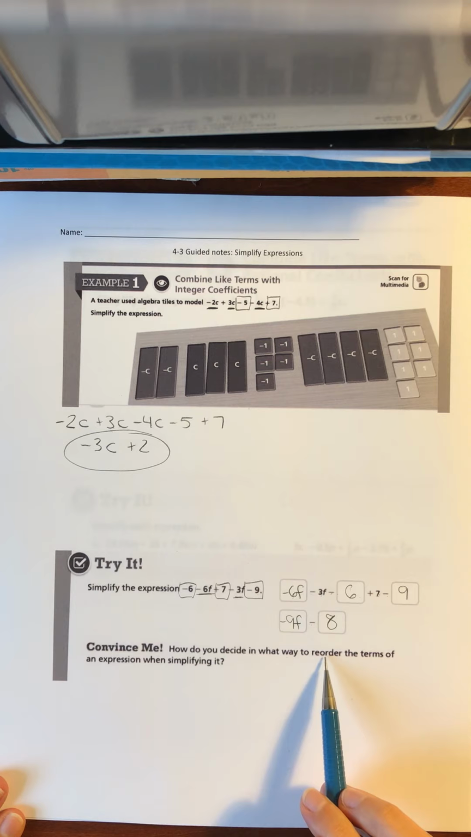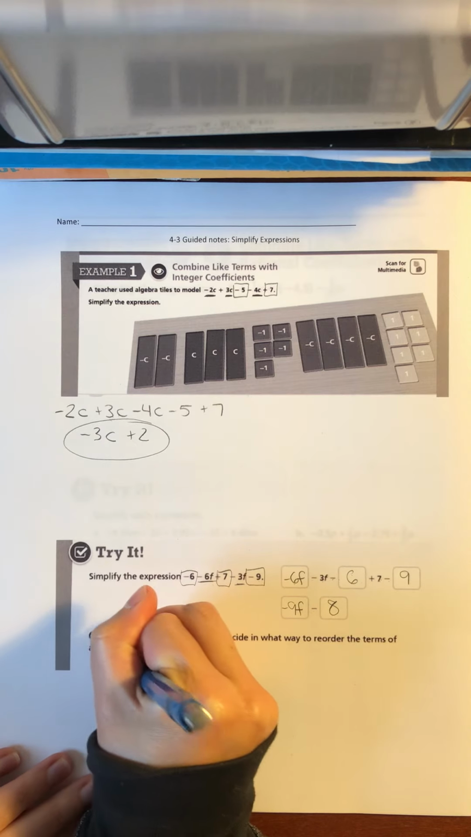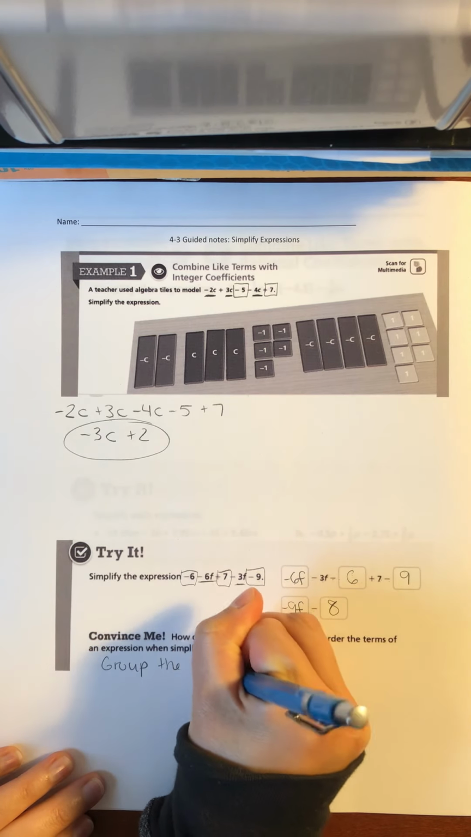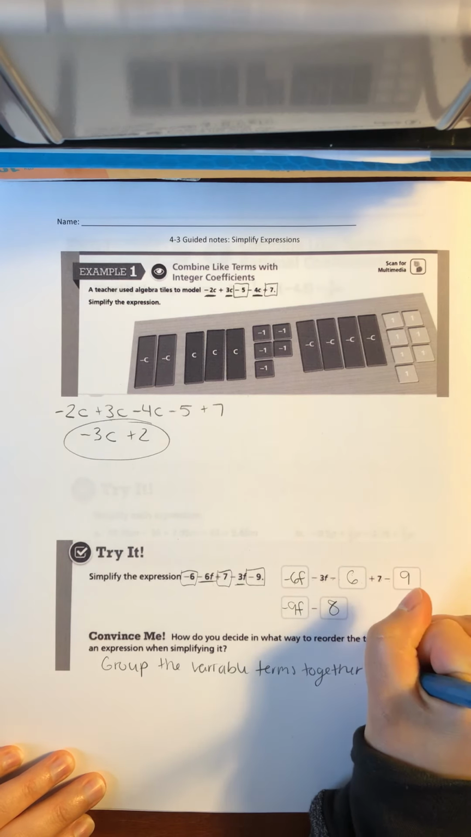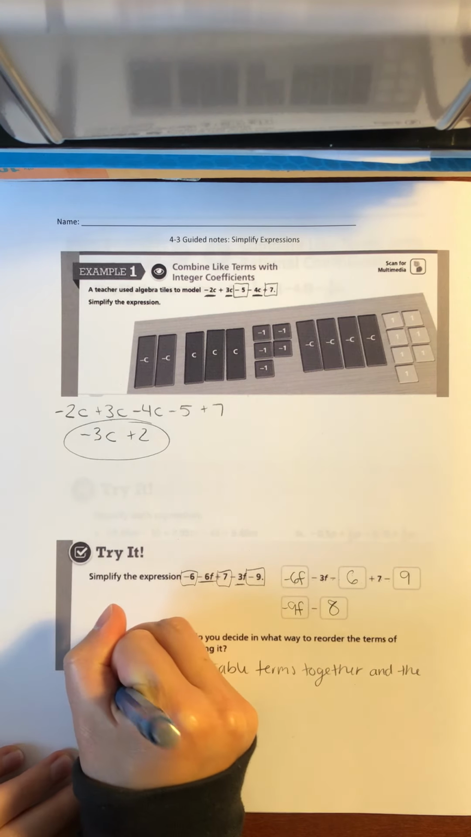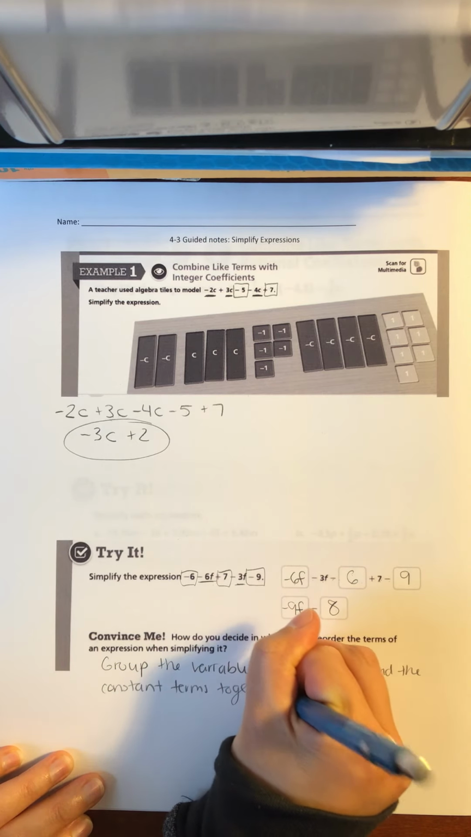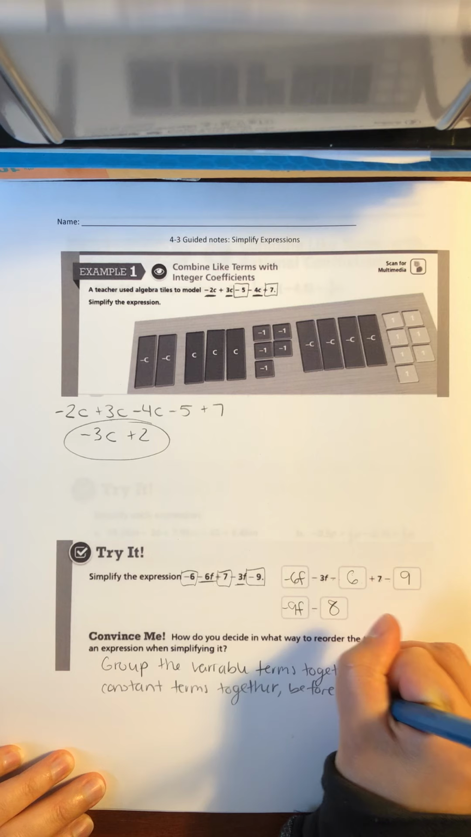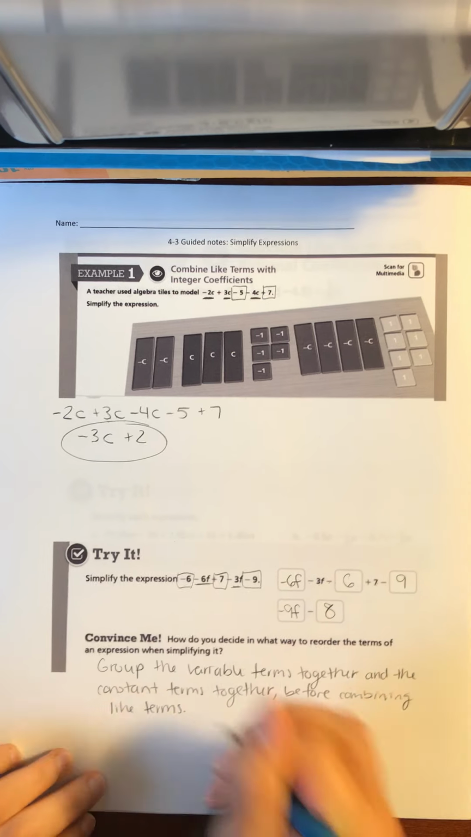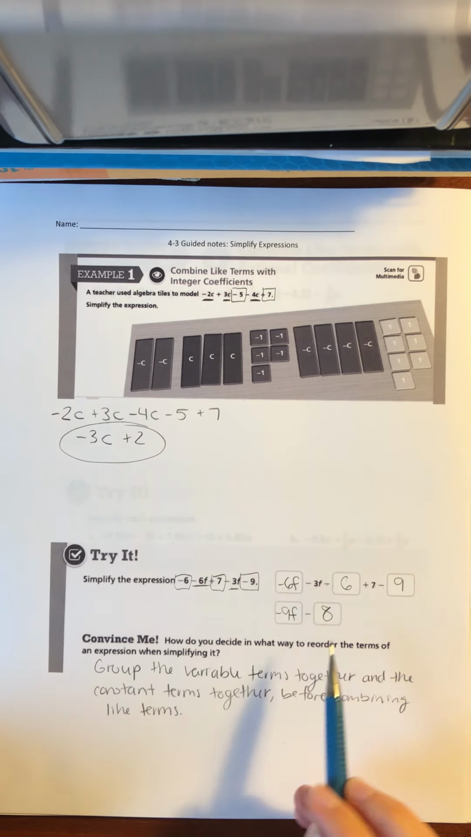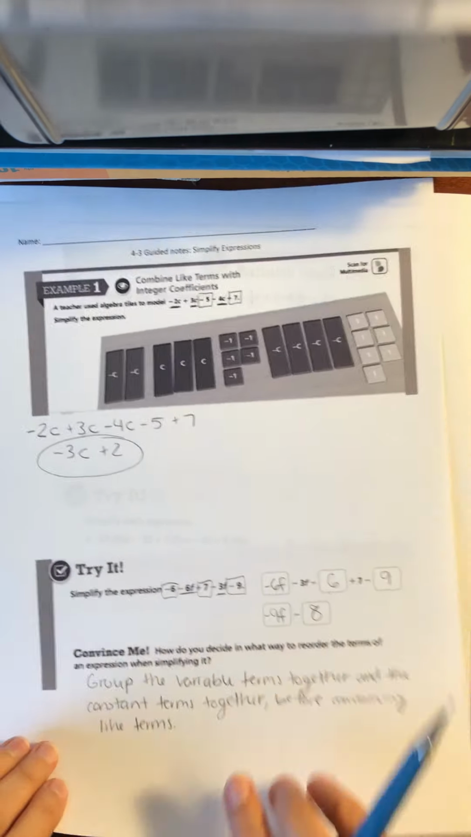How do you decide in what way to reorder the terms of an expression when simplifying it? So you want to group the variable terms together and the constant terms together before combining like terms. So we have the variable terms, that's like negative 6f, negative 3f. The constant terms are negative 6, positive 7, and negative 9. So you group them together and then you can combine like terms.